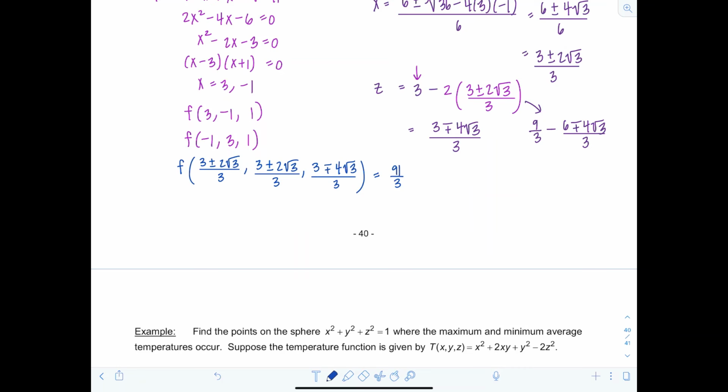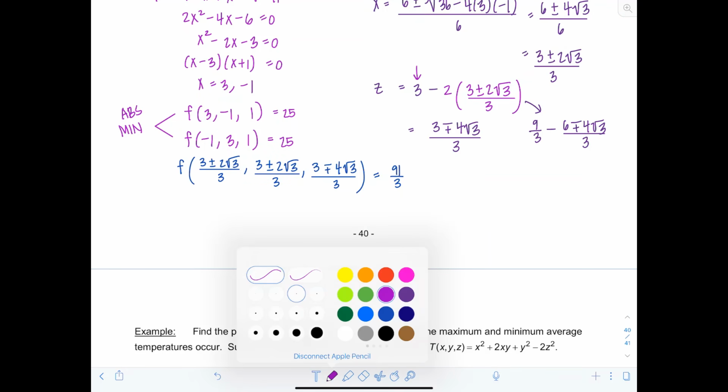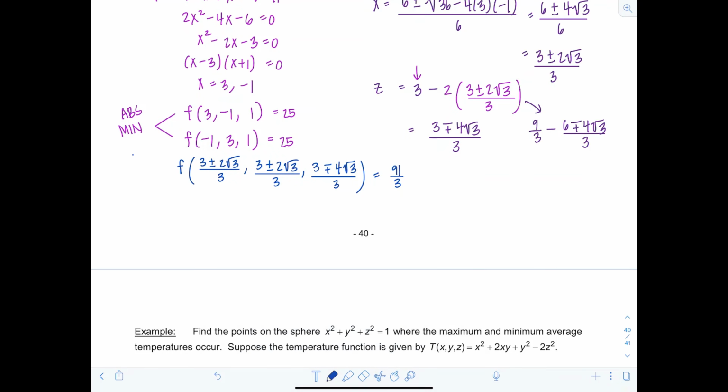All right, the other two, f of 3, -1, 1 is 25. F of -1, 3, 1 is also 25. So what could I say? Well, I know 25 is less than 91/3, right? 25 is 75/3. So these two are where the absolute min occurs, and the absolute min value is 25. And then here at these 2 points, we have the absolute max, and the absolute max value is 91/3.